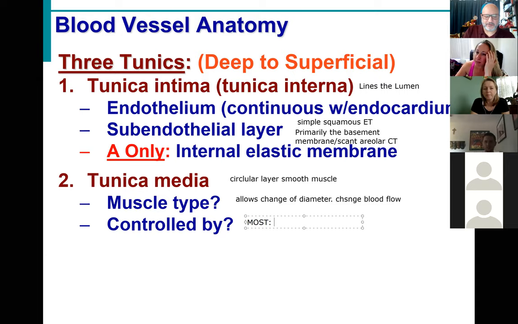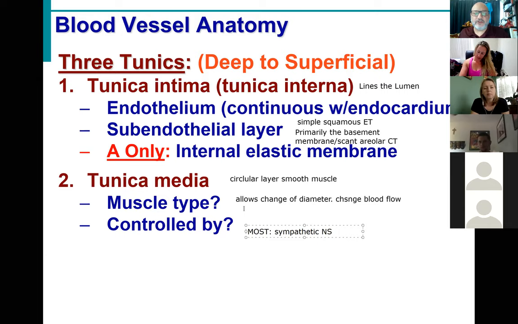Sympathetic nervous system. Remember, the sympathetic nervous system, as we talked about in 430, affects the blood vessels, affects the skin, affects the adrenal gland. There are certain organs that are only innervated by the sympathetic nervous system, and our blood vessels are one of them. If you think about it this way too: if we're changing the diameter of a blood vessel, not only do we change blood flow, but what else would we change?